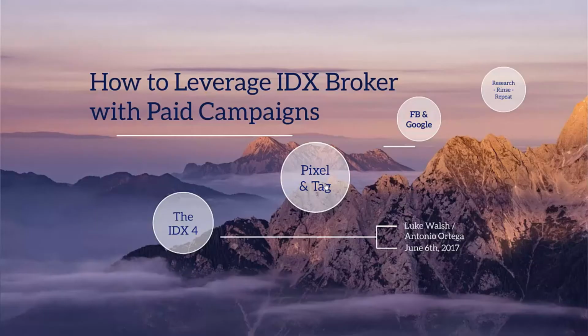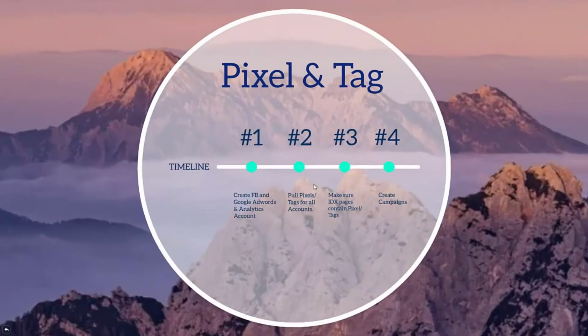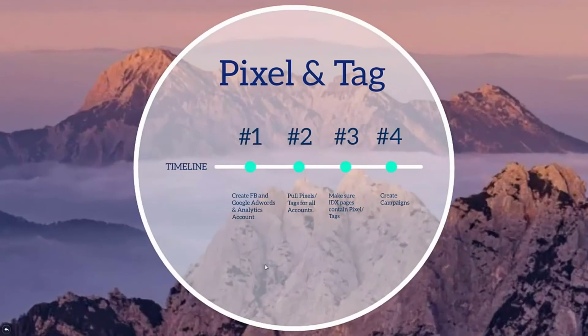I've streamlined this a little bit to focus more on the pixeling and the tagging. That seemed to be of a lot of interest to people. So I'll zoom in on that area and just give you an overview of how that works. Initially, what you want to do is create a Facebook and AdWords and Analytics account. For Facebook, I'll show you in a minute how to find that and sign up for it. It's business.facebook.com, I believe.